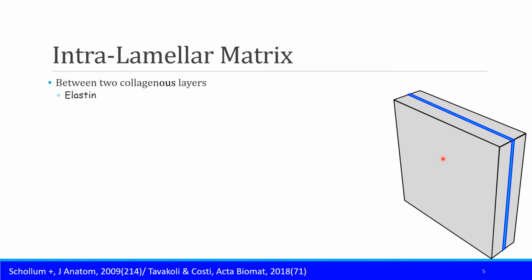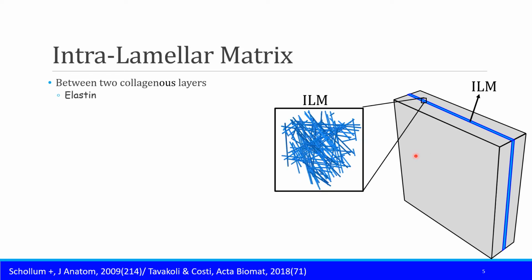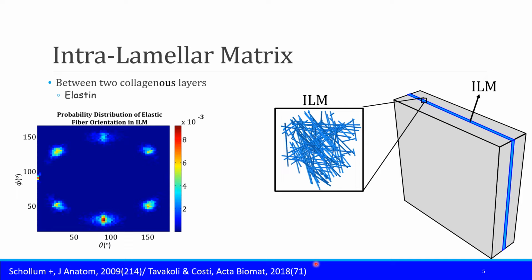Also, in between two collagenous layers, there is another fibrous network, which is called ILM, or Intra-Lamellar Matrix, which is mostly made of elastic fibers. And these fibers have an organized structure. Recently, Tavakkoli and Costi measured the orientation of these fibers, and by using their SEM measurements, we could come up with this probability distribution for elastic fibers in ILM. However, no study has investigated the role of these elastic fibers on the responses of annulus fibrosus.